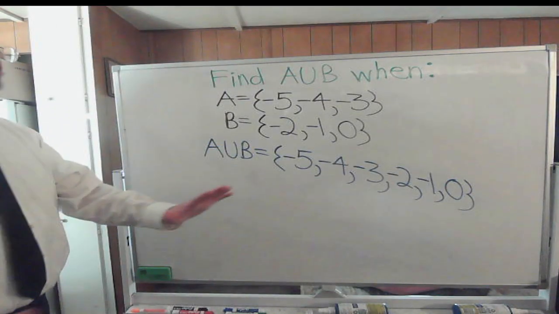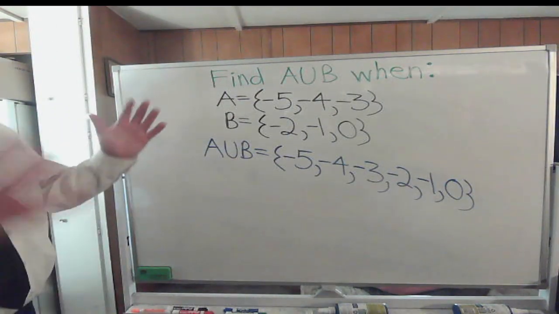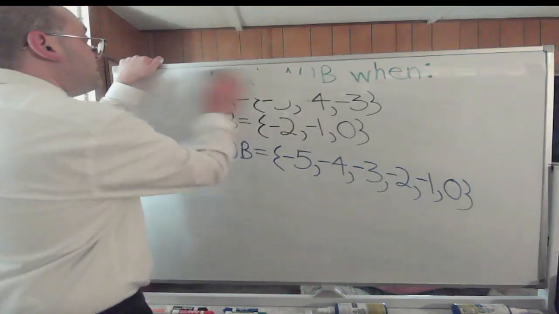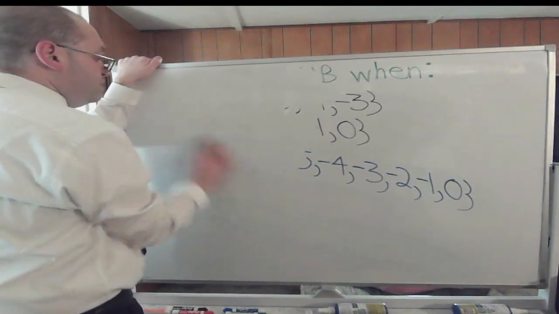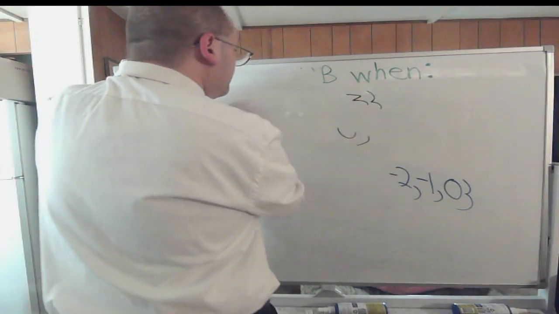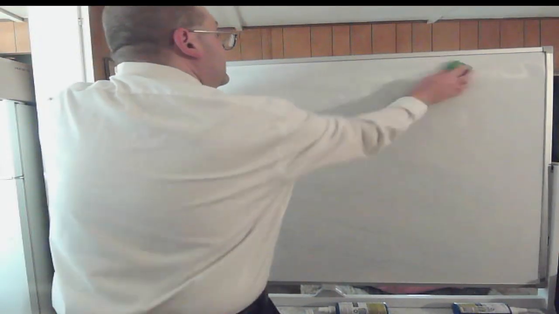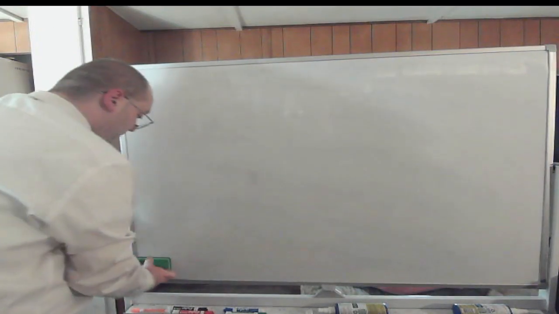So unions, you're just combining sets. Think of it like you're uniting them. You're putting them together. So that's how you'll remember that. Alright, so that's it for unions. Now we're moving on to intersections, which aren't that bad either. Those really aren't.